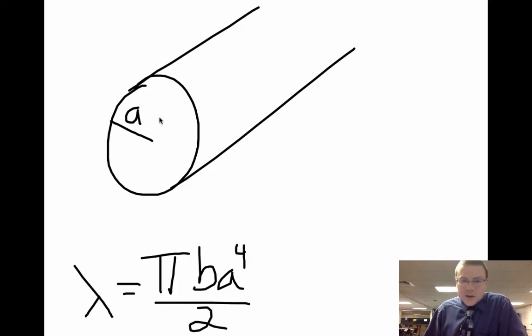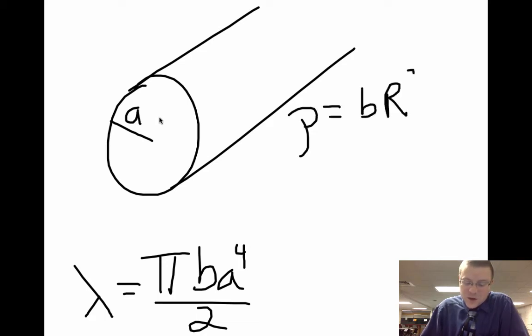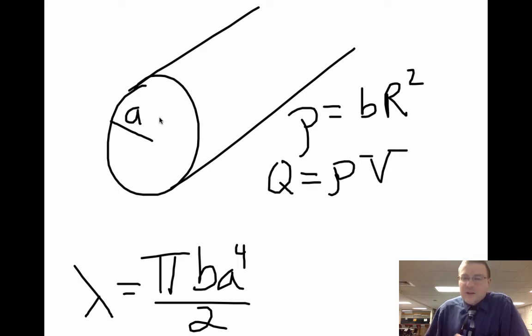So where are we going to start with this? Well, the first thing they told us was that rho was little b r squared, which again means that our charge density is very thin in the middle and gets very thick as we get towards the outer wall. So if we want to solve for q, q is rho times v, and we have to add up all the charge from the inside of the cylinder to the outside of the cylinder. So it's going to be dq and dv.